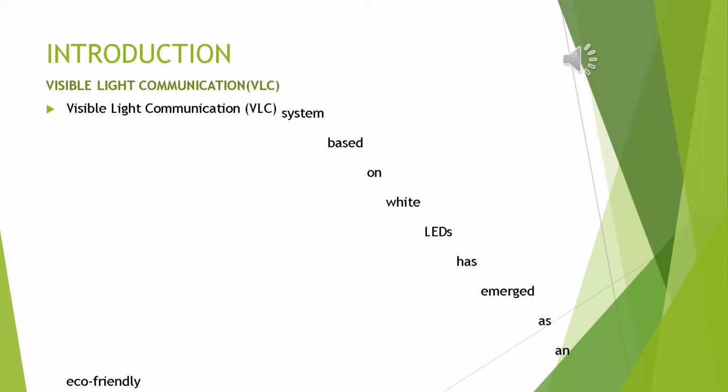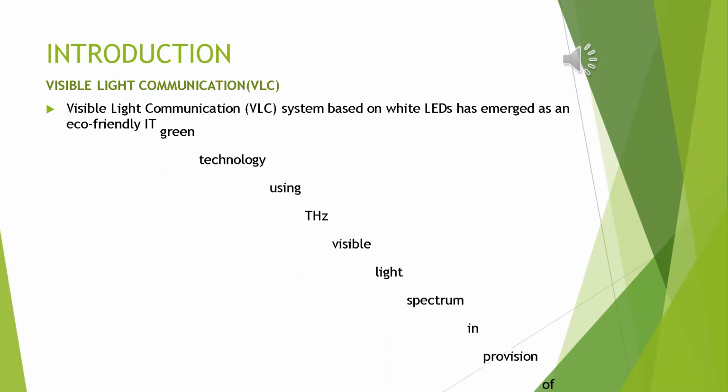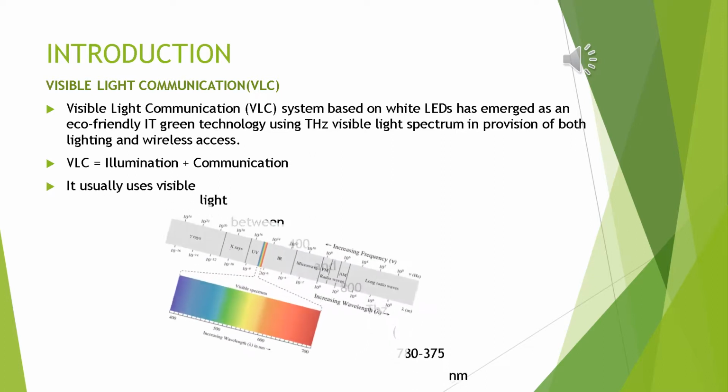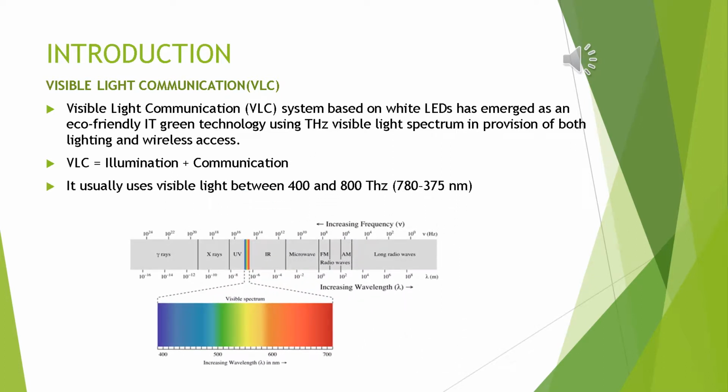Introduction. I will present briefly on what is visible light communication. Visible light communication, also known as VLC, system based on white LEDs has emerged as an eco-friendly IT green technology using terahertz visible light spectrum in the provision of both lighting and wireless access. The combination between illumination and communication produces VLC. It usually uses visible light between 400 and 800 terahertz.